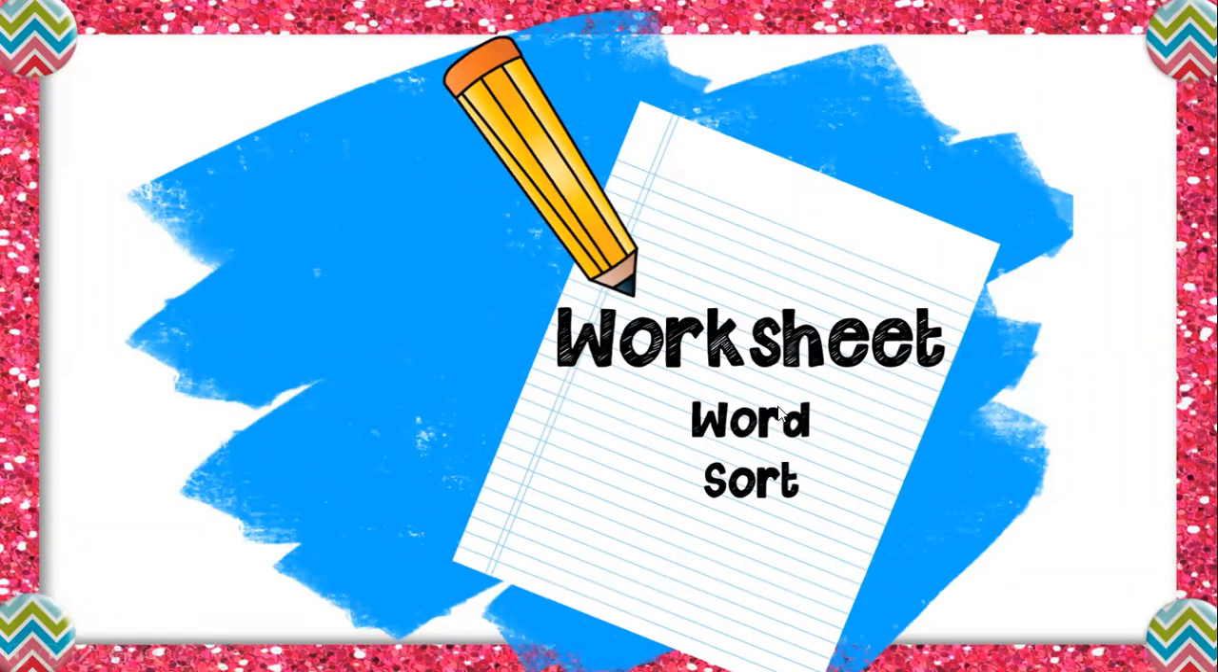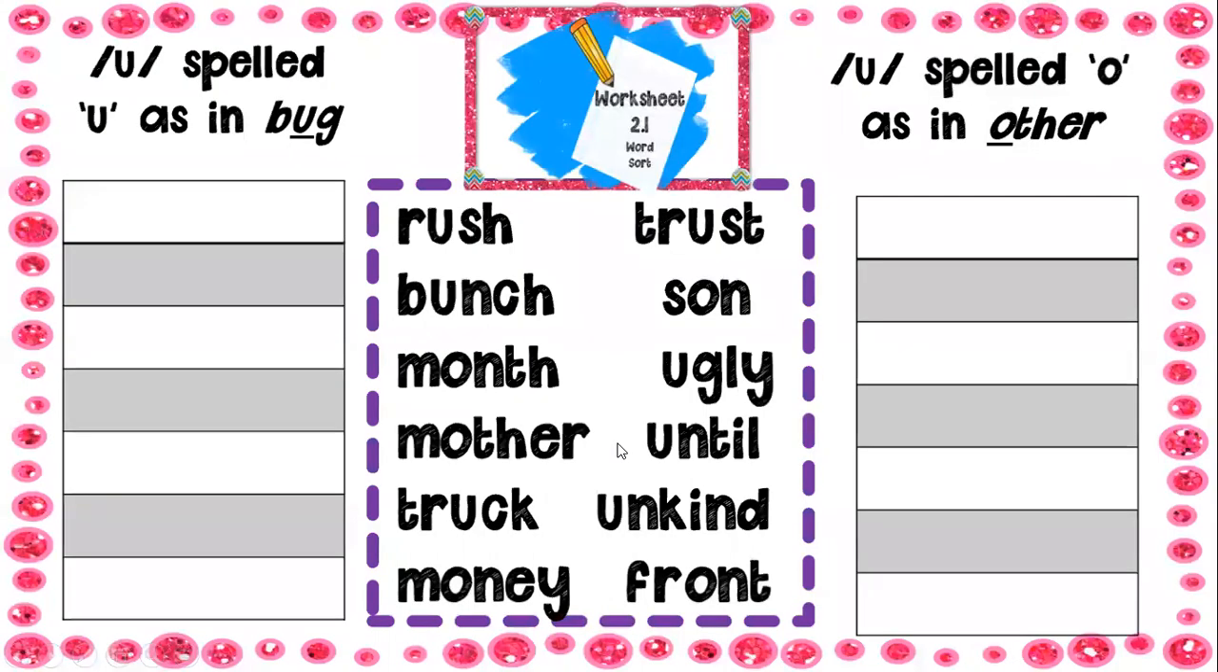You are going to pause the video and take out the word sort that is in your packet. Your word sort will be workbook page 2.1. It's page 3 in your packet. Now here you're going to be sorting the words in the box based on their sound. So you're going to have the sound spelled with a U and the sound spelled with an O. So pause the video and take out workbook page 3.